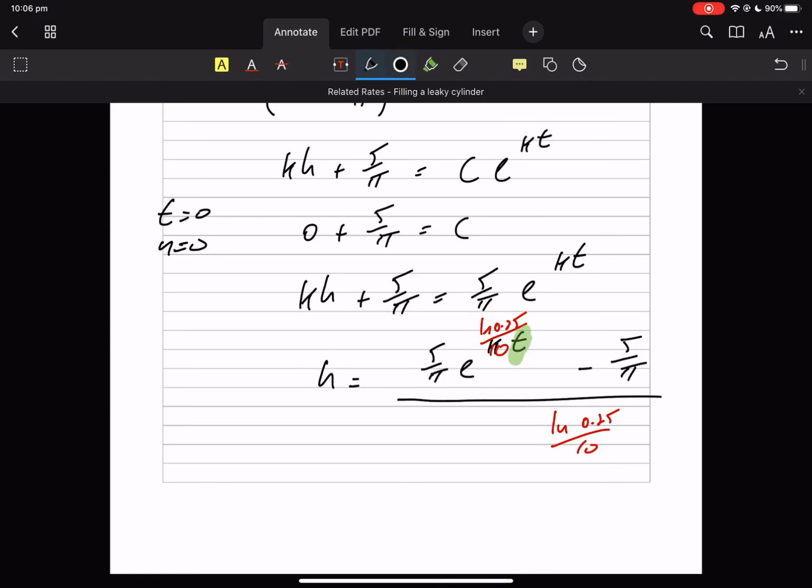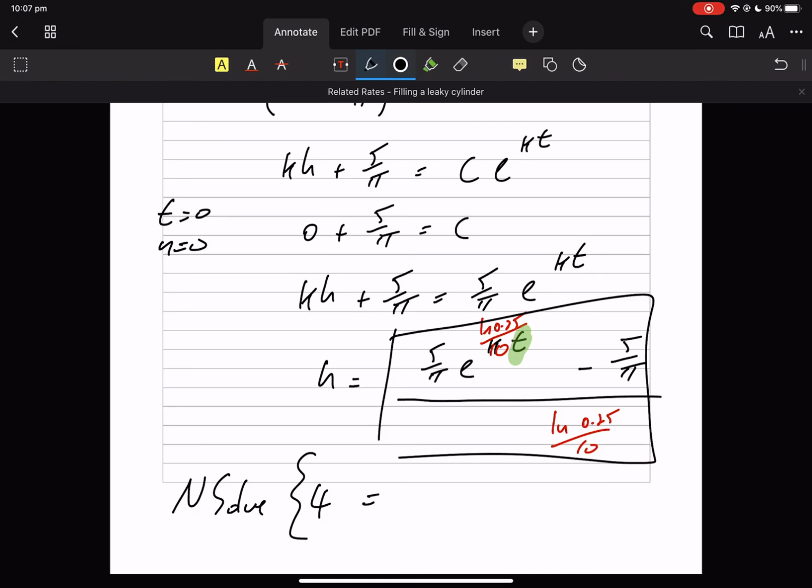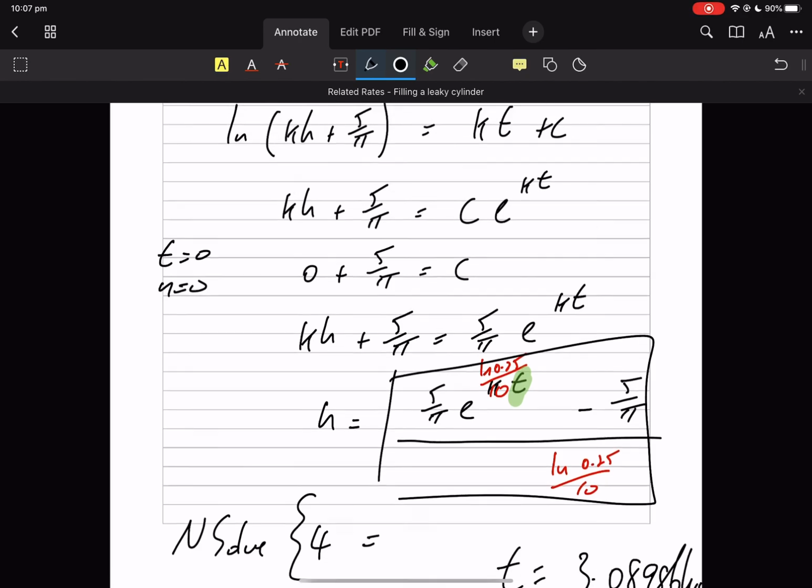All we need to do is set h equal to 4 because that's the height of the water when the tank is full. We're setting h equals 4 into the function. We're solving for t and we're going to get t equals, I don't know, 3.08986 hours. Oh my gosh, I'm out of paper. There we go. That was fun.